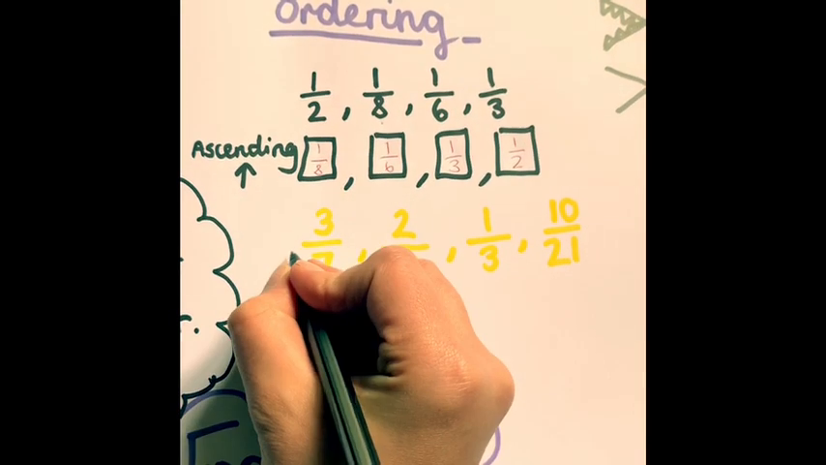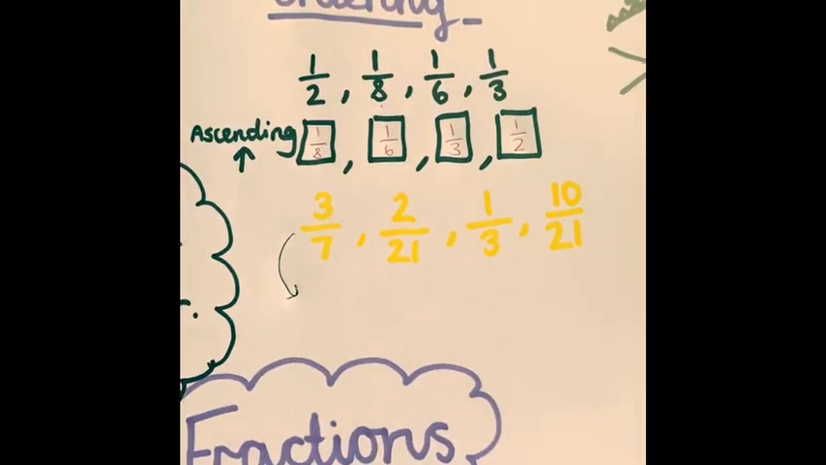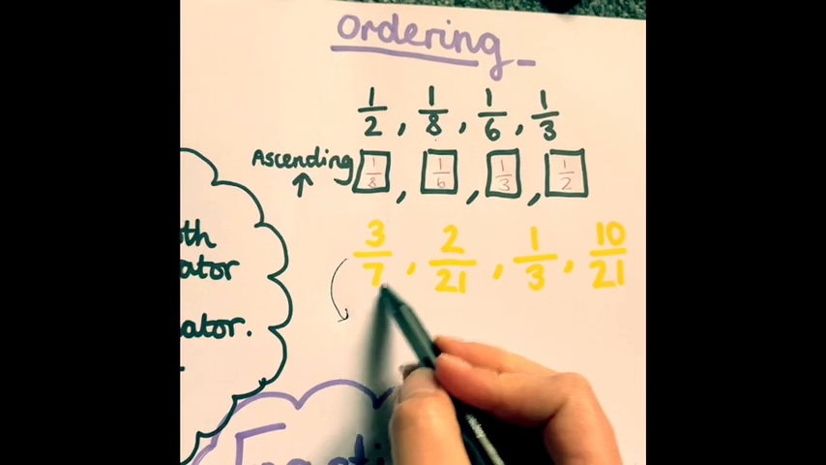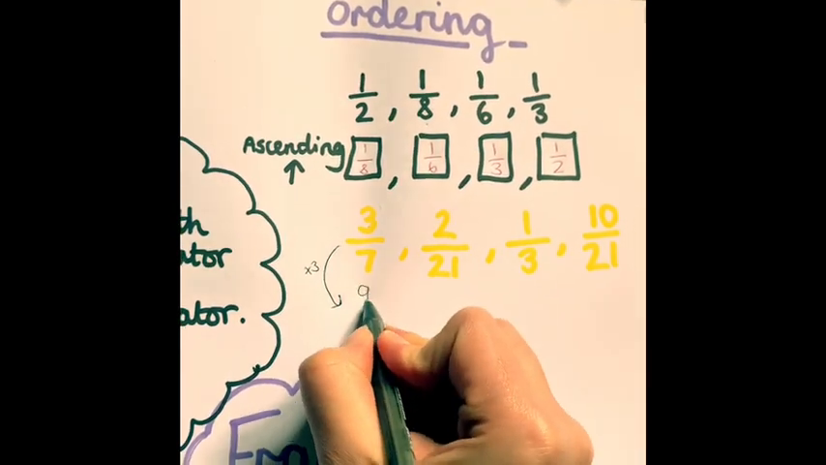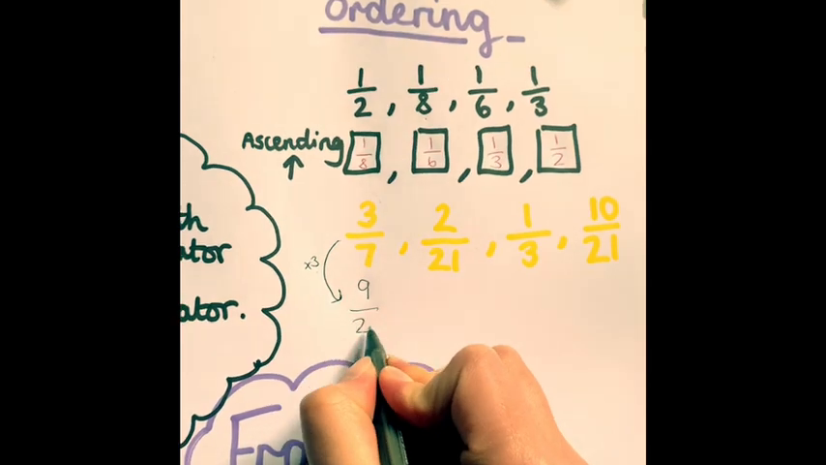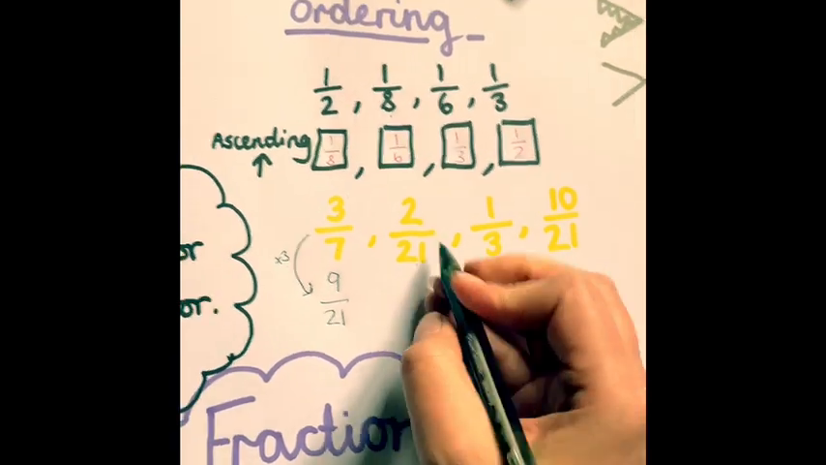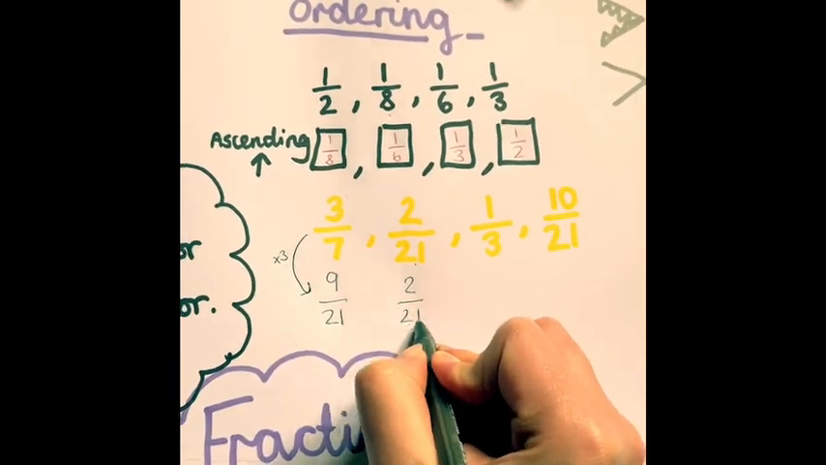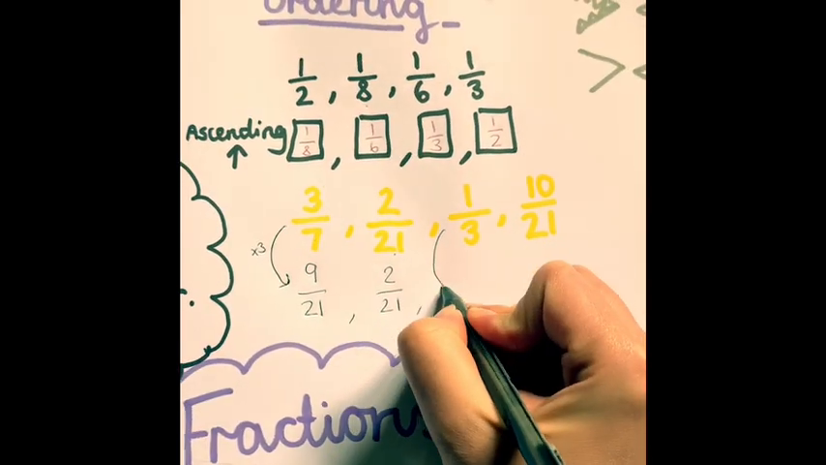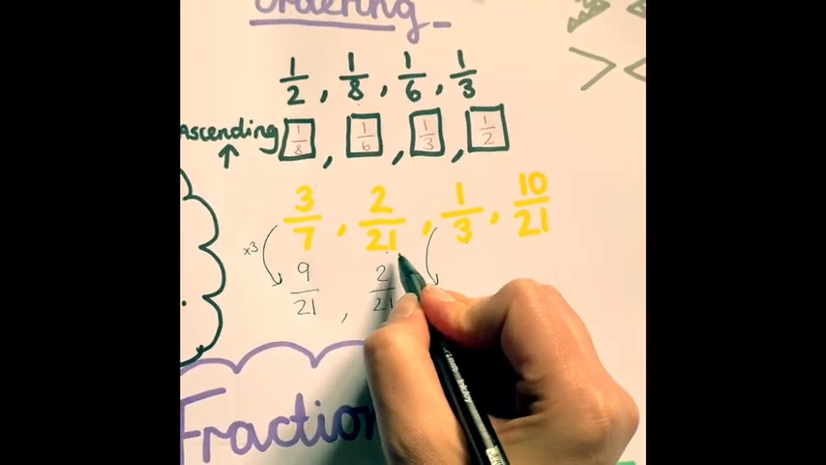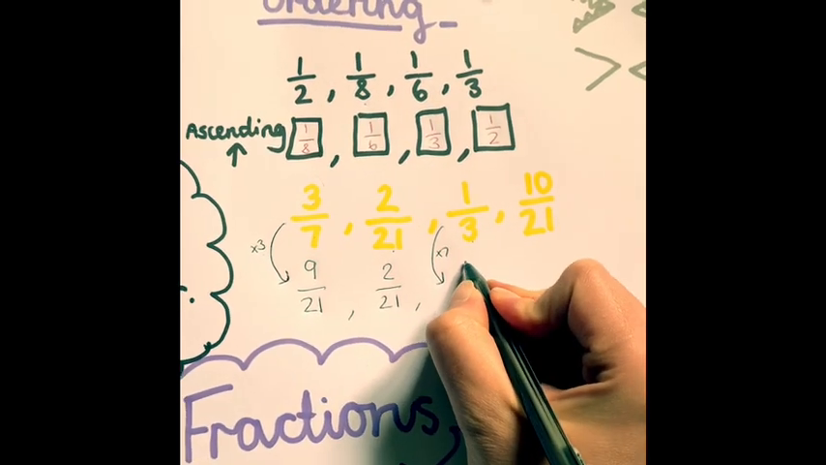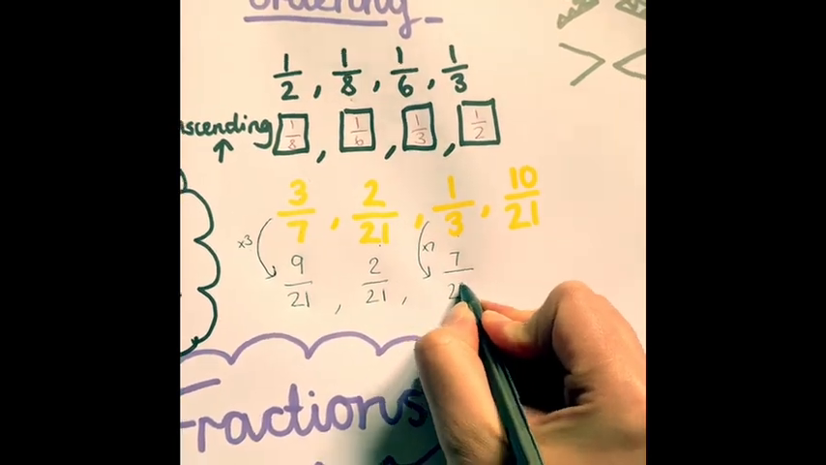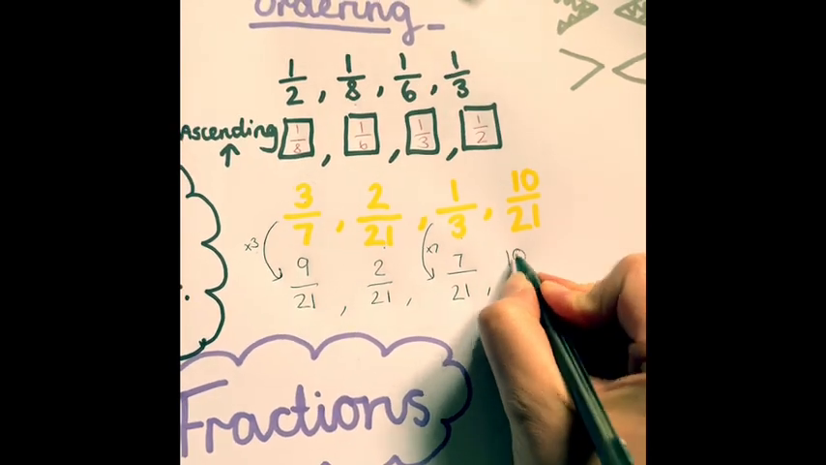To change this to 21, I'm going to use my knowledge of equivalent fractions that we've just done, and I'm going to times this whole fraction, top and bottom, by 3. So 3 times 3 would be 9, 7 times 3 would be 21. Don't have to change this, so I'm just going to write that out. Then we've got this one. I know that 3 times 7 goes into 21, so I'm going to times the whole fraction by 7. So 7 on the top, 21 on the bottom. And again, this doesn't have to change.